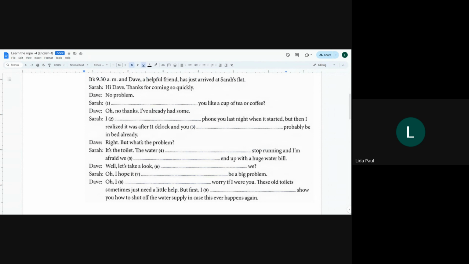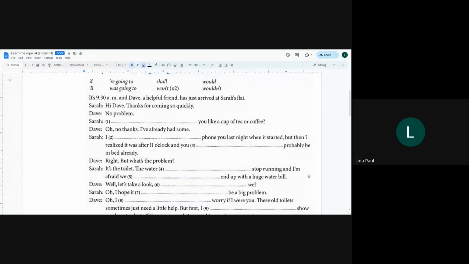So what is basically the modal verb you use here to show the imaginary hypothetical situation? In the given context, you have to use it in the negative form. So, wouldn't, right? Oh, I wouldn't worry if I were you. These old toilets sometimes just need a little help. But first, I will show you how to shut off the water supply in case this ever happens again.